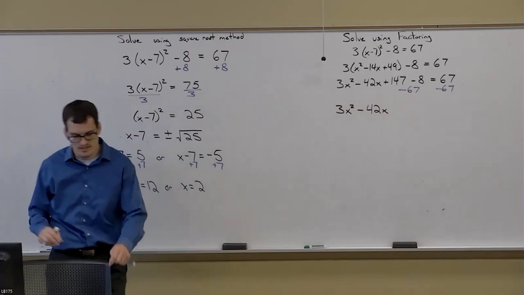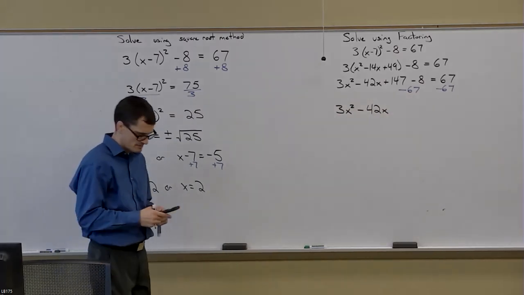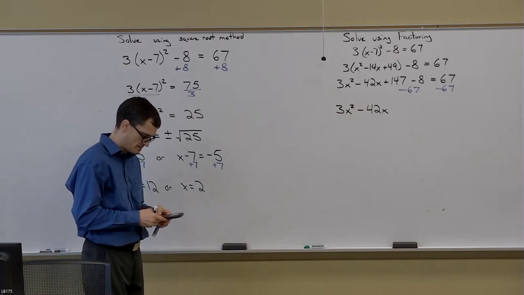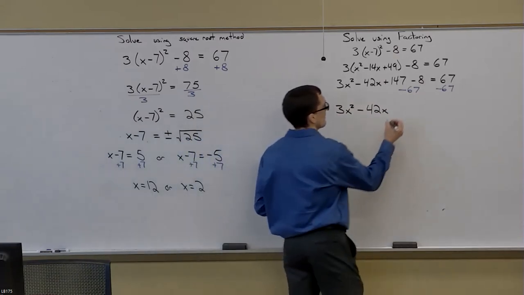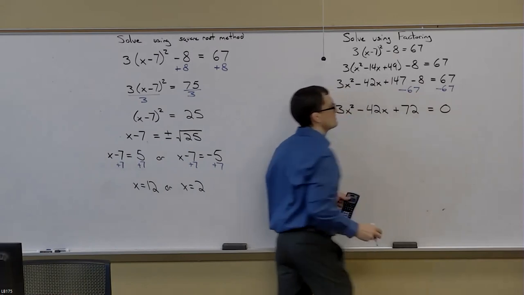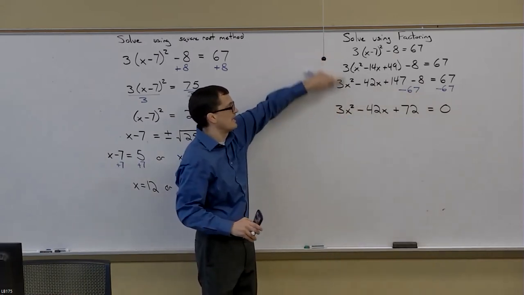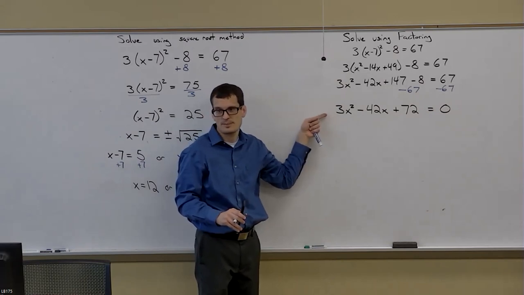Now, 147 minus 8 minus 67. Let me think about that. 147 minus 8 minus 67, that's 72. So I would have done a lot of algebraic work to get it into something that I can easily factor. That's my point.